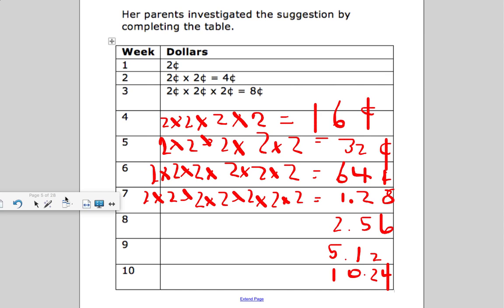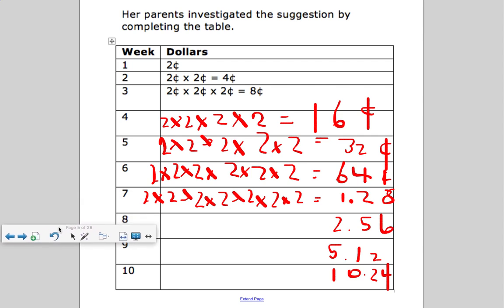Until you reach about maybe the 9th or 10th week. But then it rapidly increases because by 2, you're doubling it. So on the 11th week, that would be $20.48. And so I think the parents should just cap it at the 10th week. And then Lauren, or whoever the girl is, will be very unhappy.